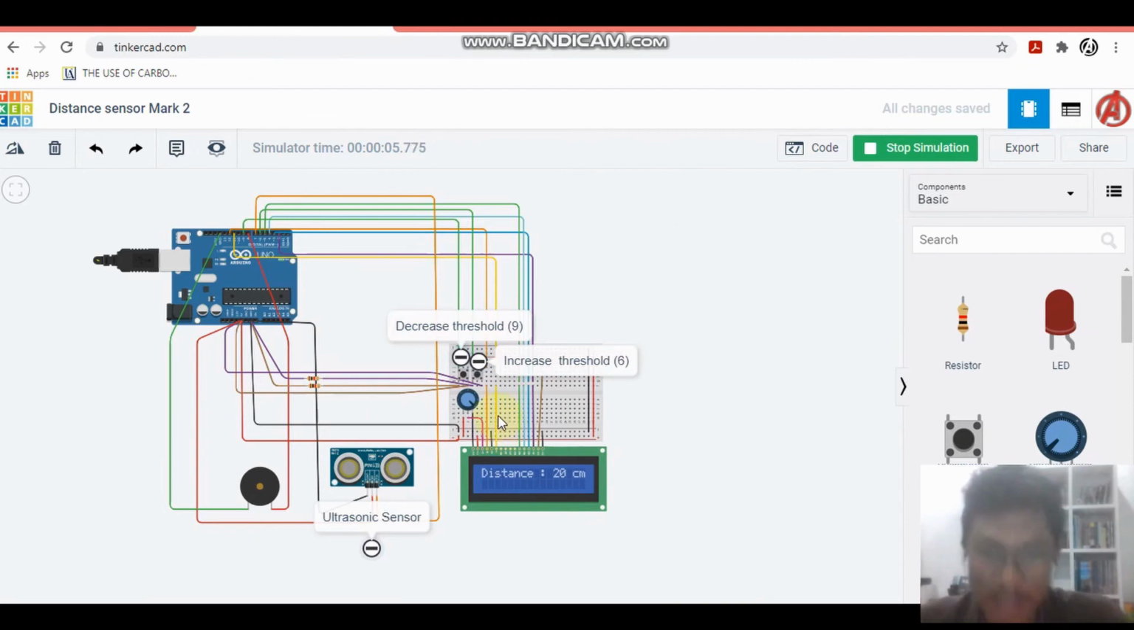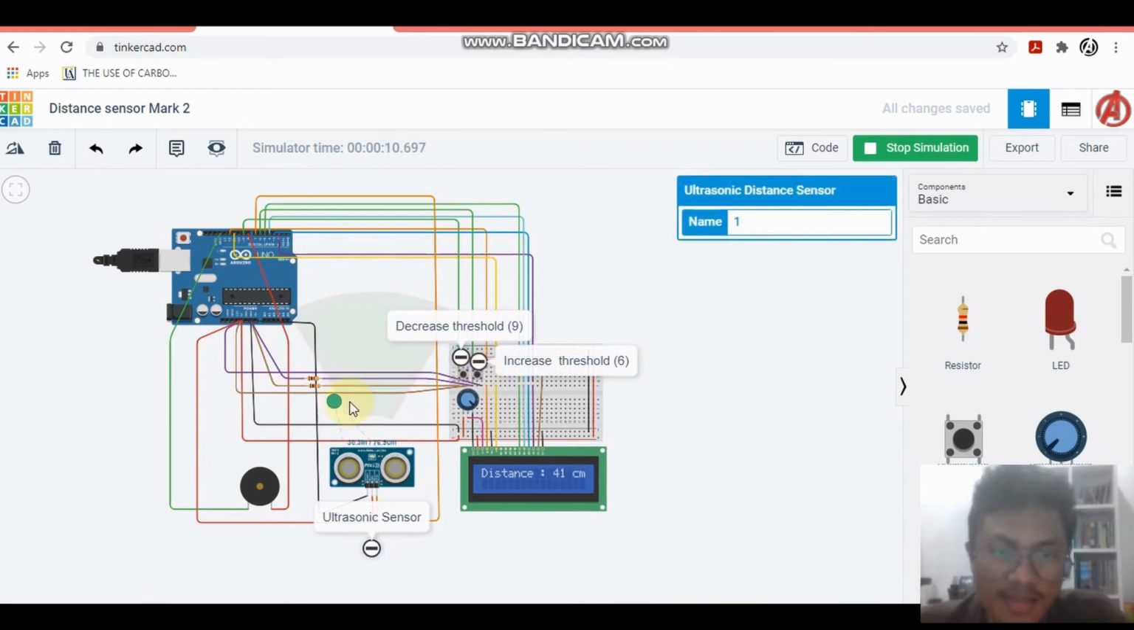If we don't want 20 cm, we want another value, we can set it here. And now the sensor detects an object within 40 cm.